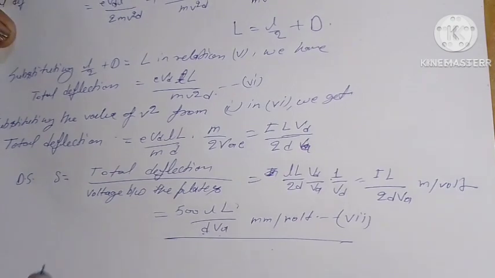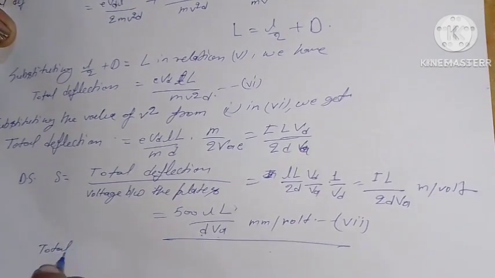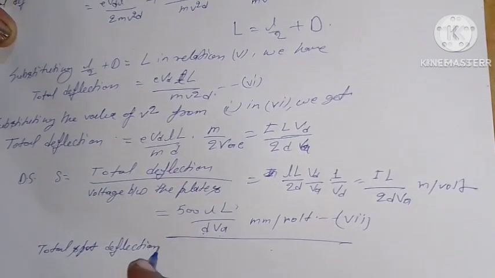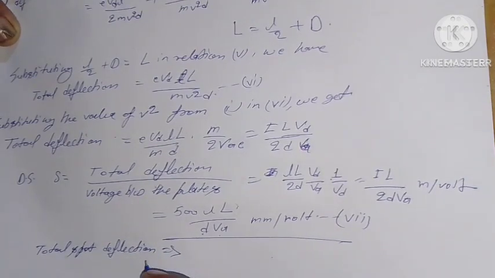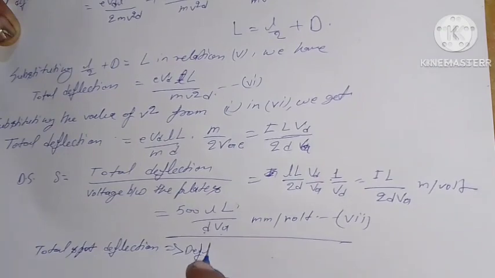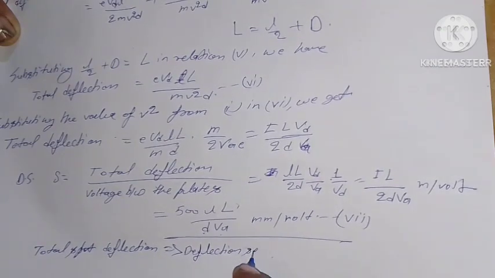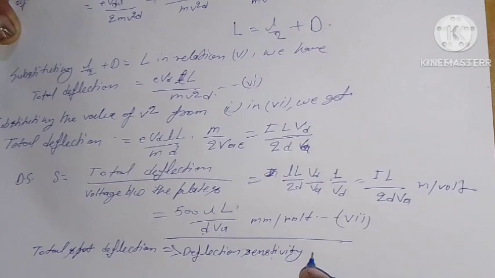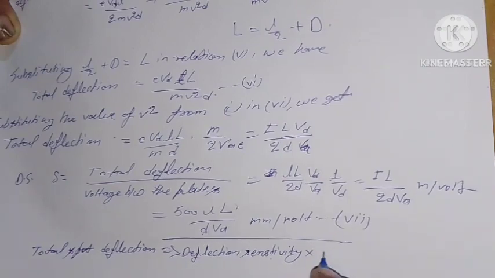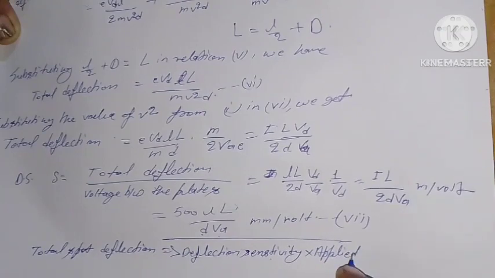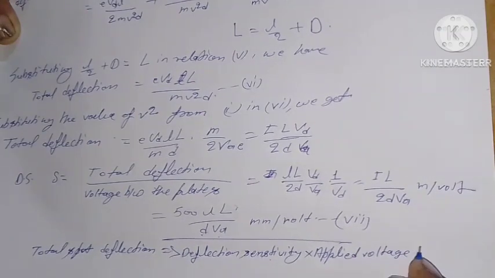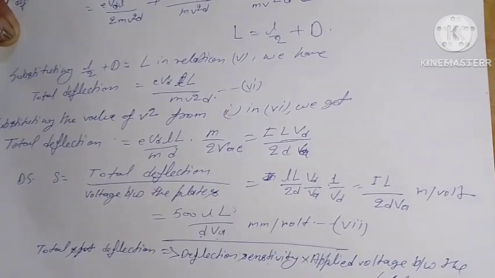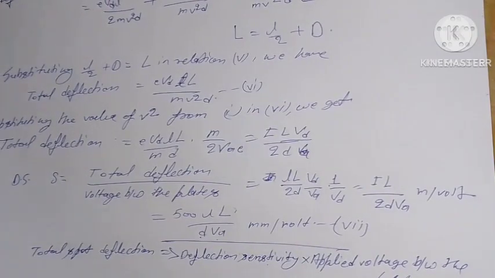Total spot deflection is deflection sensitivity multiplied by the applied voltage between the plates.